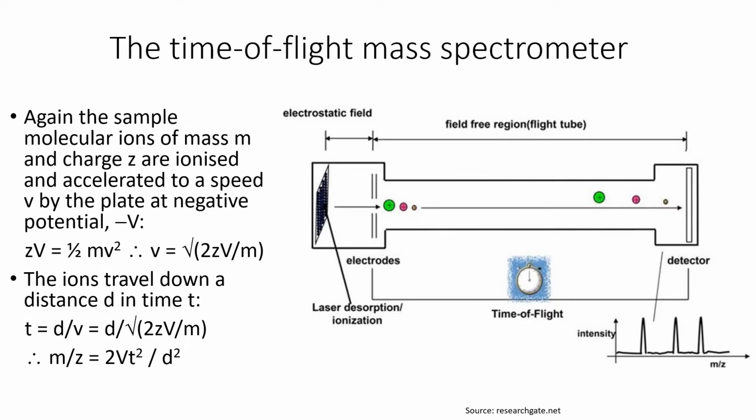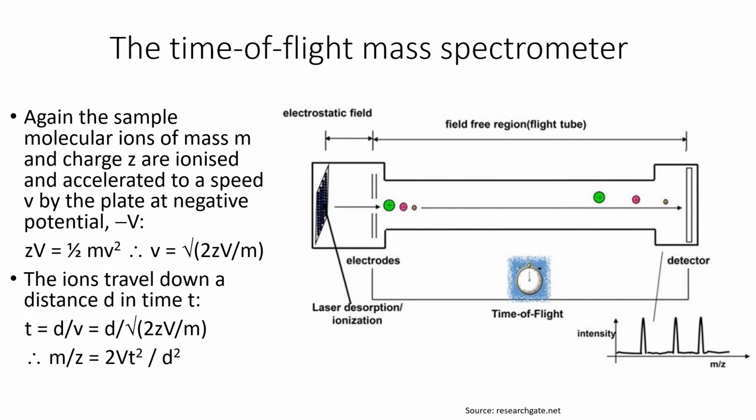And so obviously they're going to be going at a constant speed. Speed is distance over time. Just make time the subject. So the time it takes them to go down the track is just the distance, which is just the fixed length of the tube, divided by the speed they're going. And then we've already got an expression for speed, so we can substitute that in. We can rearrange that, and we get an expression for m over z.